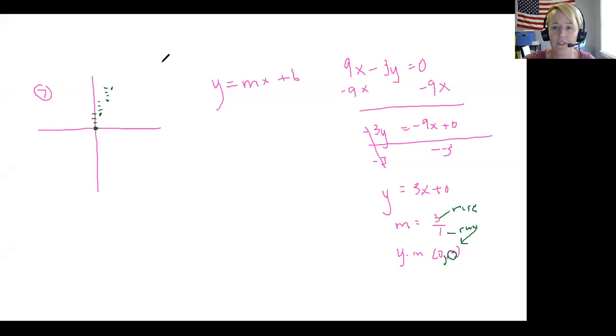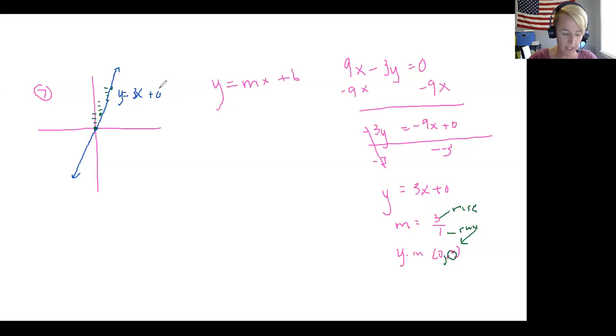And all I have left to do is literally just graph my line. So I'm going to try my best to take my line through here. And my line is y equals 3x plus 0. And that is all you need to have for number 7. So 7 through 15 is literally just graphing your line. Okay, that's simple.